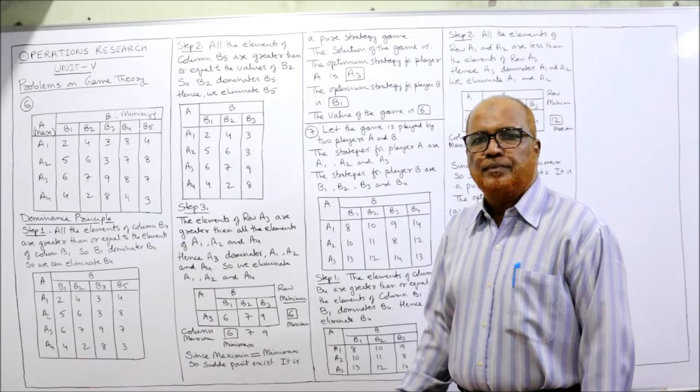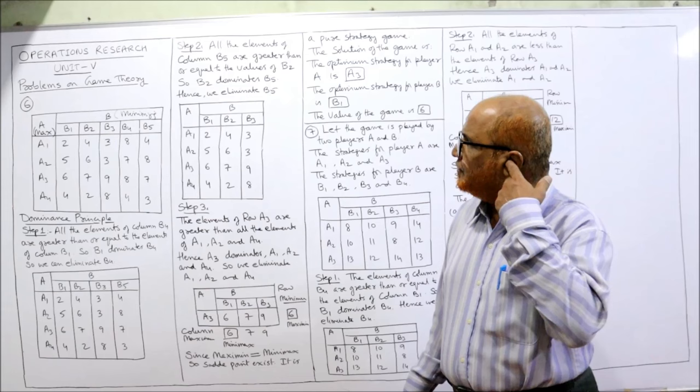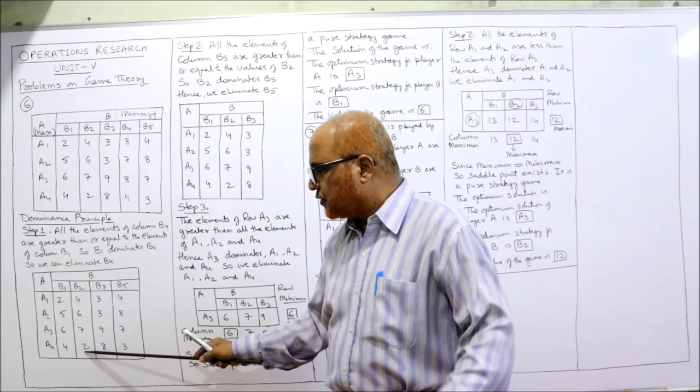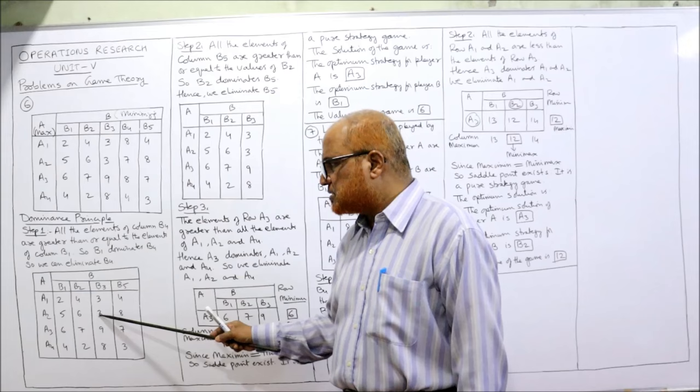Now we have the matrix. Now take all the elements of column B5. We compare the elements with B1 and B2. 2, 4: 4 is more. 5, 6: 6 is more. 6, 7: 7 is more. 4, 2: no dominance. Then 2, 3: 3 is more. 5, 3: 3 is less. No dominance.